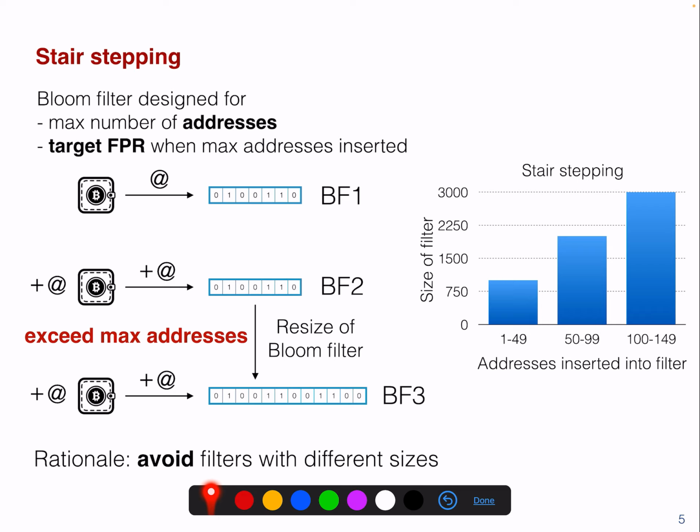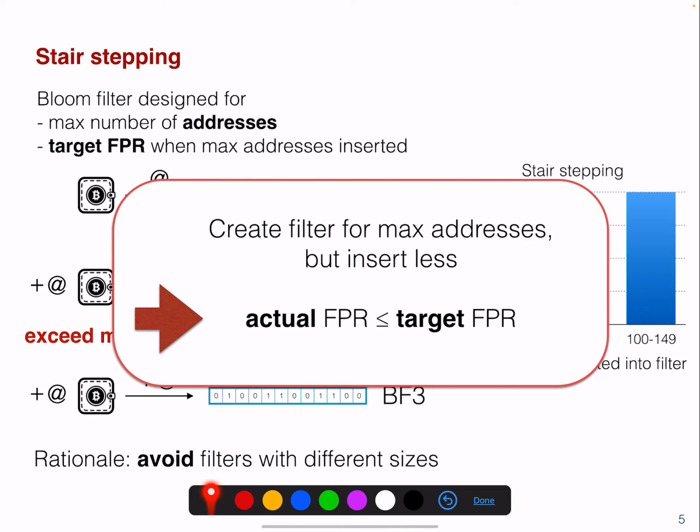And what we can recommend from a privacy perspective is that you should always avoid filters with different sizes, because these three different filters will yield different false positives. If you have two filters that yield different false positives, you can basically do an intersection between them and rule out any false positive, likely any false positive.